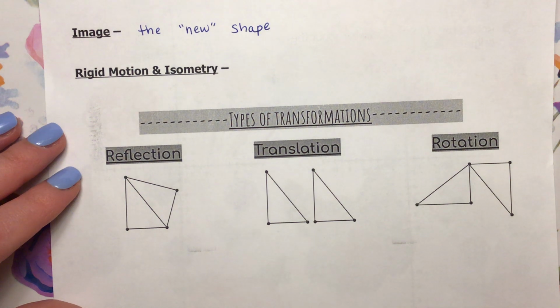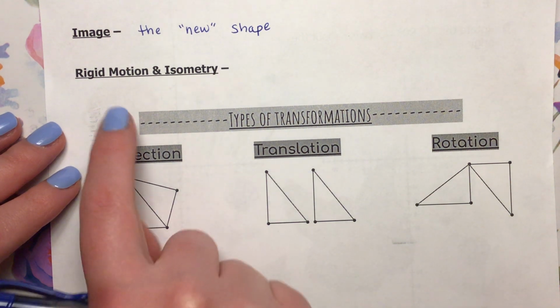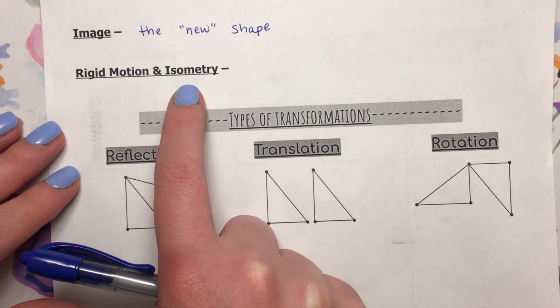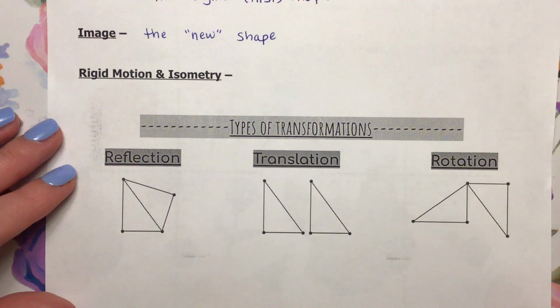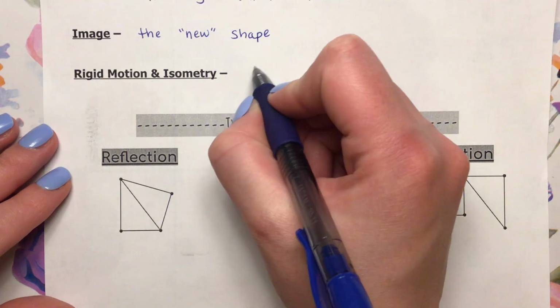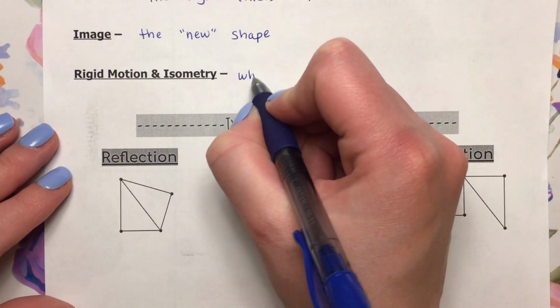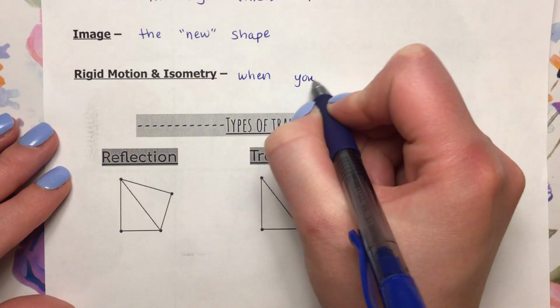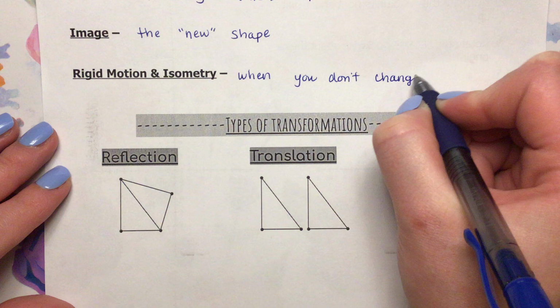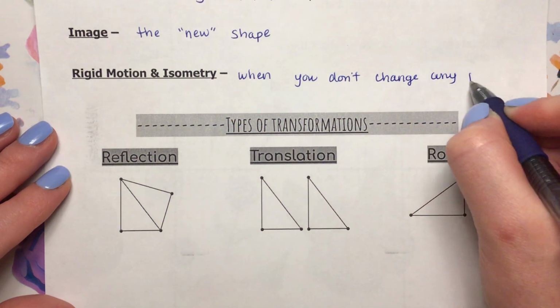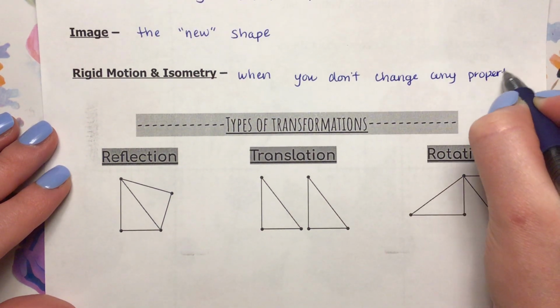Now, there are different types of movements that you can make, but one of the types of movements is called a rigid motion or an isometry. An isometry is when you don't change any properties of the shape.